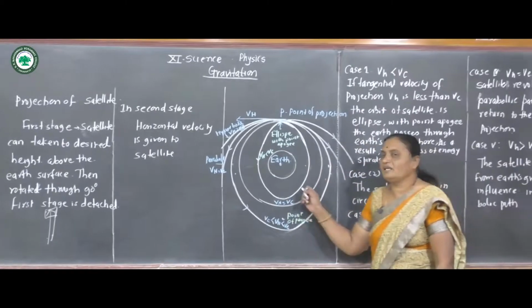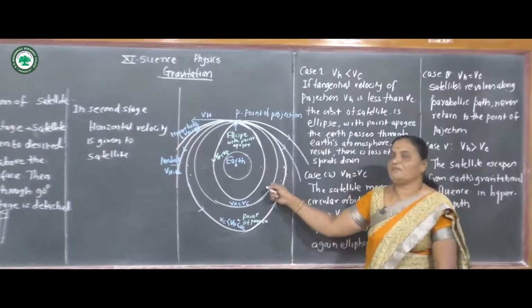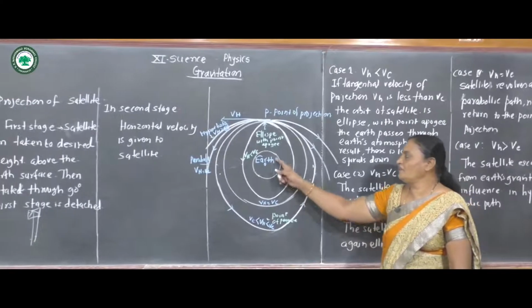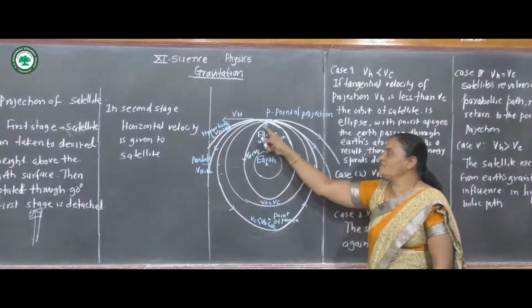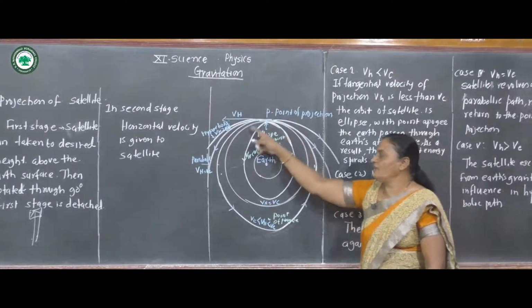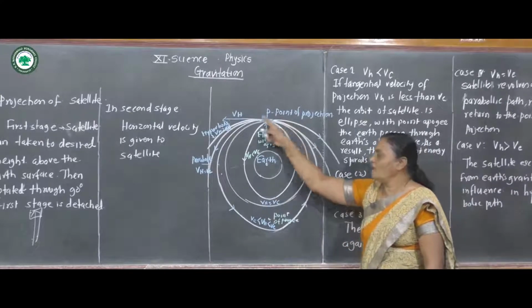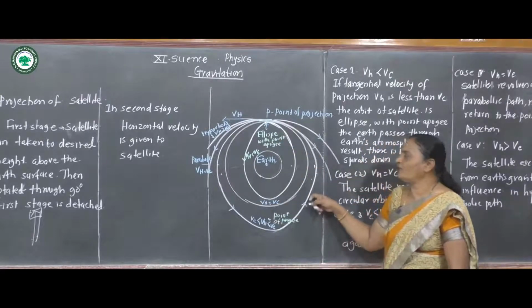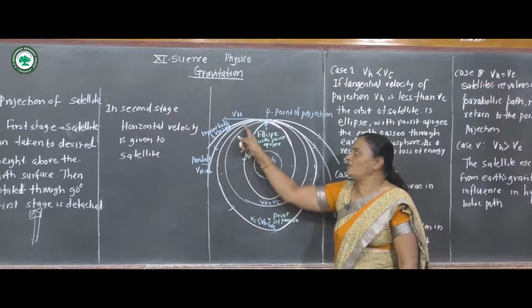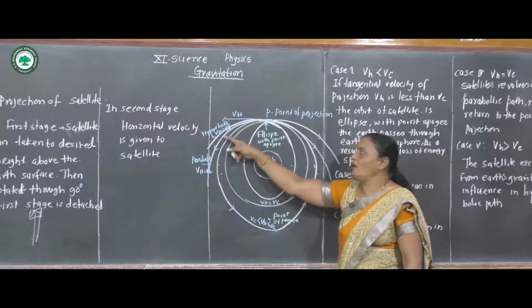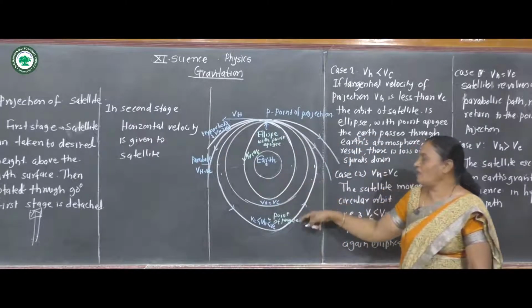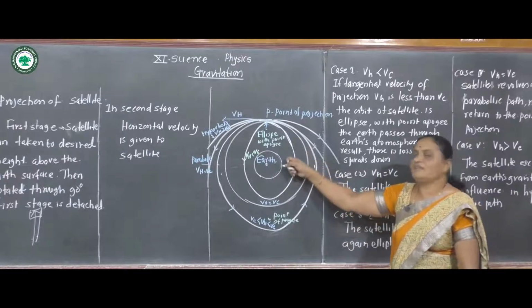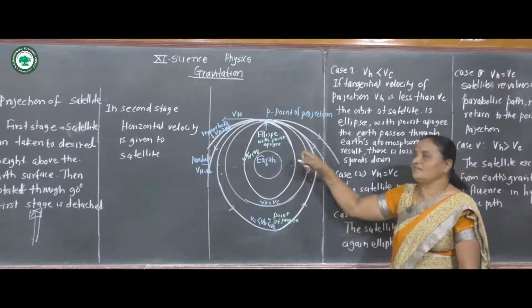Now see the picture, see the figure. In this figure, see there is the Earth. This is the elliptical orbit, then this is the circular orbit, again there is an elliptical orbit, then parabolic orbit, then hyperbolic orbit.